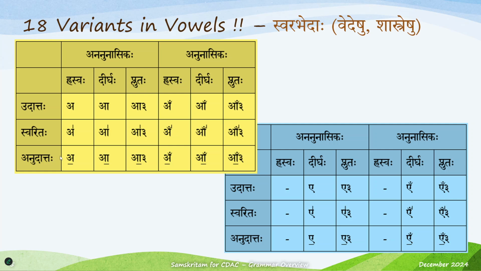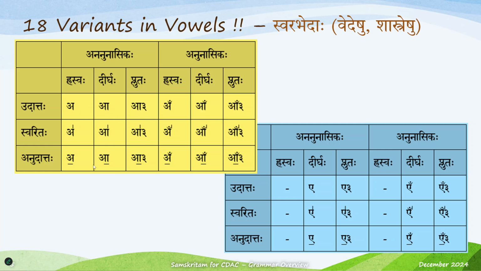The different swaras, sa, ri, ga, ma, are on top of all this. Okay, all right. So that udatta, swarita, anudatta can be attached to all the variants, that is hrasva, dirgha, pluta also.